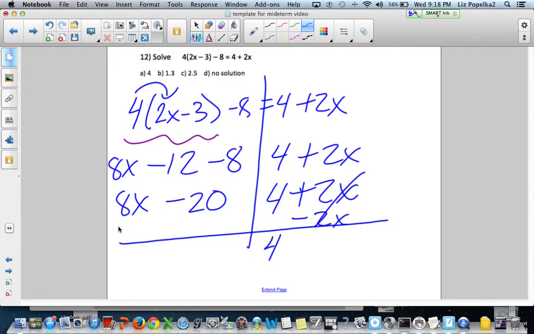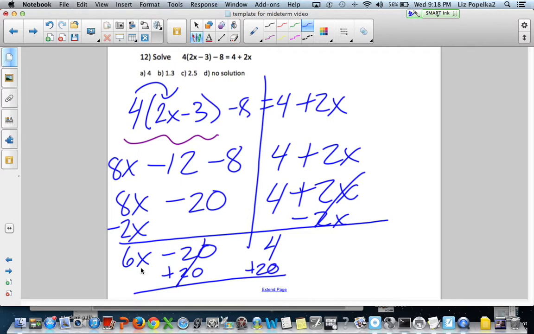I subtracted this side by 2x, so I'm going to subtract this side by 2x. 8x minus 2x is 6x minus 20. Still got to keep isolating because that variable is not by itself. To get rid of that minus 20, I'm going to plus 20. It's going to cancel, leaving me with the 6x over here. 4 plus 20 is 24. So I've got 6x is equal to 24.